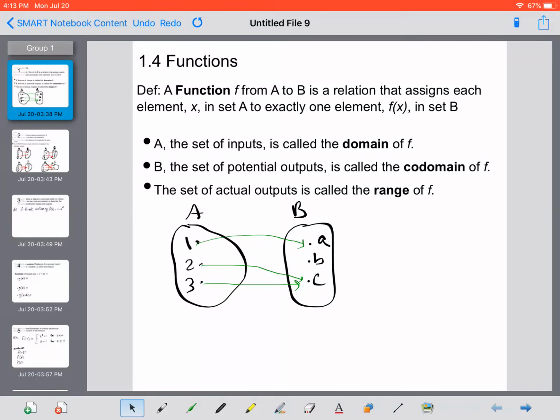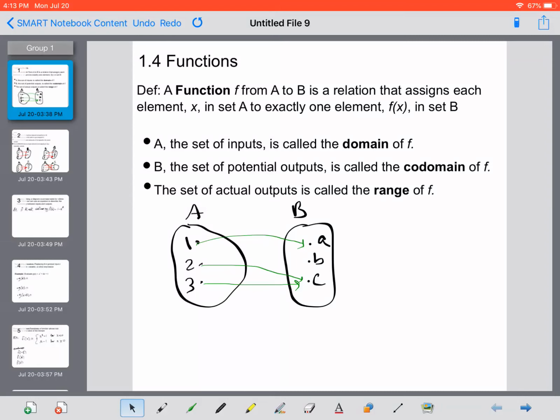In section 1.4, we discussed functions. A function f from A to B is a relation that assigns each element x in your first set A to exactly one element, which we call f of x, in the set B. You should think about a function as a map that takes all of the elements in one particular set A and sends each element somewhere in another set B.